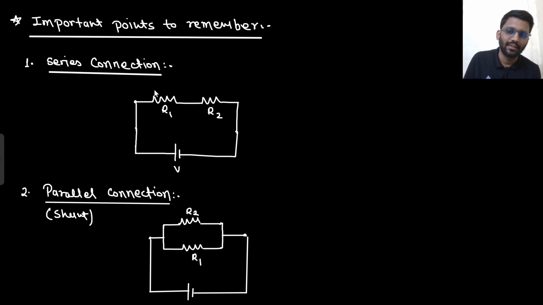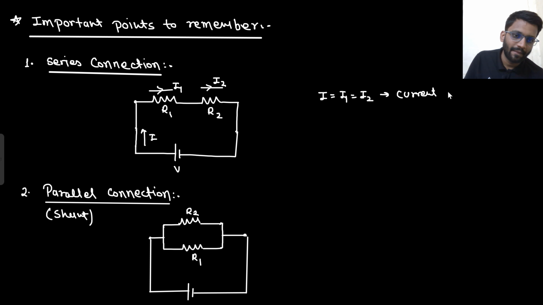So let's talk about series connection. In series connection, what is the same thing? Current is the same thing, right? Let's just say this is I1 current and this is I2 current, and I current is flowing. So here I equals I1 equals I2. Current is same. What about voltage? This is your V1 voltage and this is your V2 voltage. V equals V1 plus V2. Voltage is mixed. Basically, you can say voltage is mixed because voltage is not same.